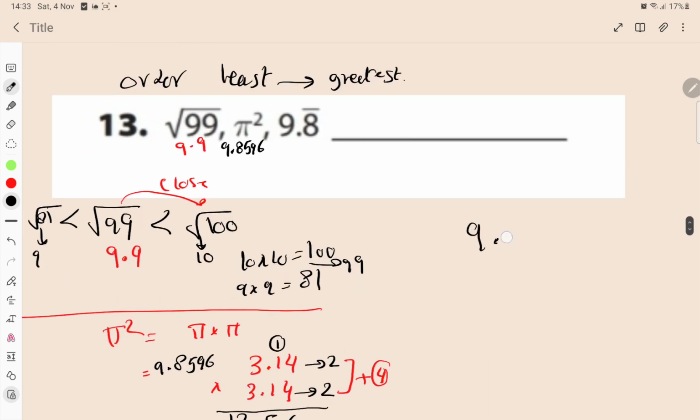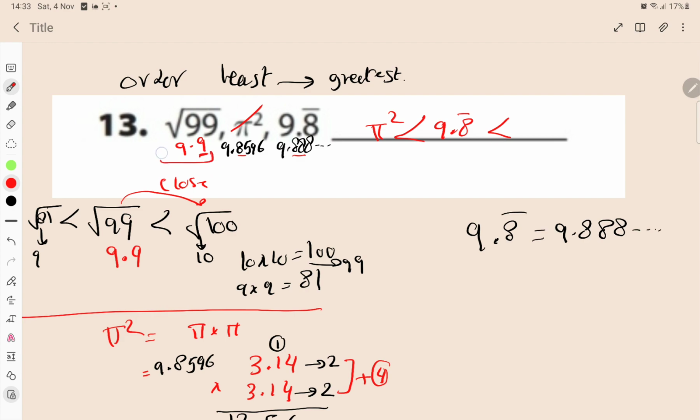What about 9.8 repeating? It is the same as 9.888 and so on. So now let's order them. Where is the least of them? Actually, 9.85 or 9.88? Yes, 9.85 is the least. So pi squared. Okay, 9.8 repeating or 9.9? Actually, 9.9 is greater than 9.8. So the least is 9.8 repeating. And the biggest number is 9.9, which is root 99.